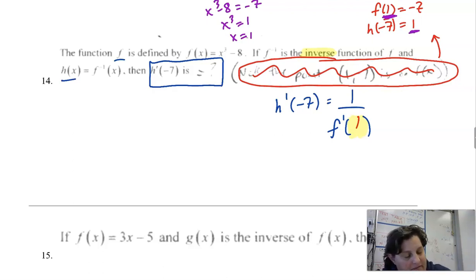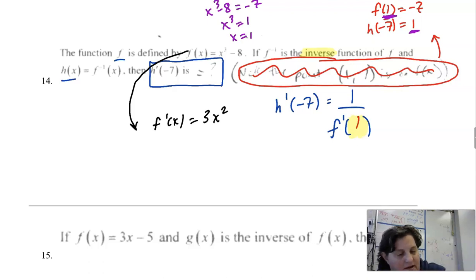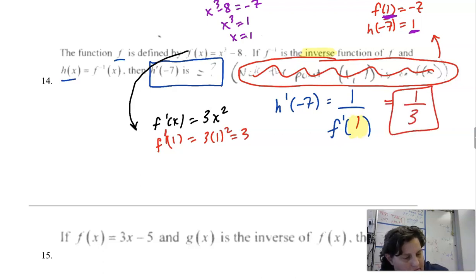Now, h prime of -7 is 1 over f prime of 1. Let's go ahead and find the derivative here. F prime of x is 3x squared. If I plug in 1, I get 3 times 1 squared, which is 3 for f prime of 1. So my answer is going to be 1 over 3. All right.